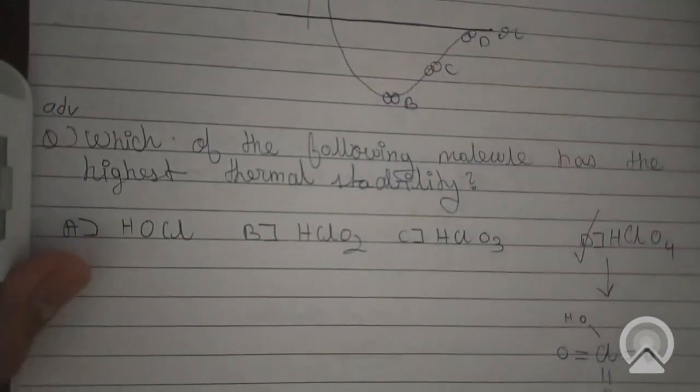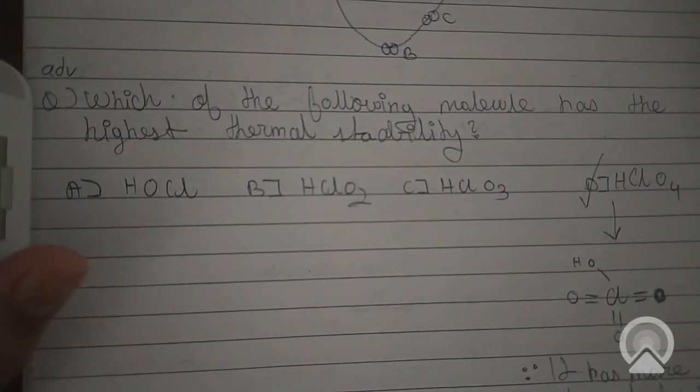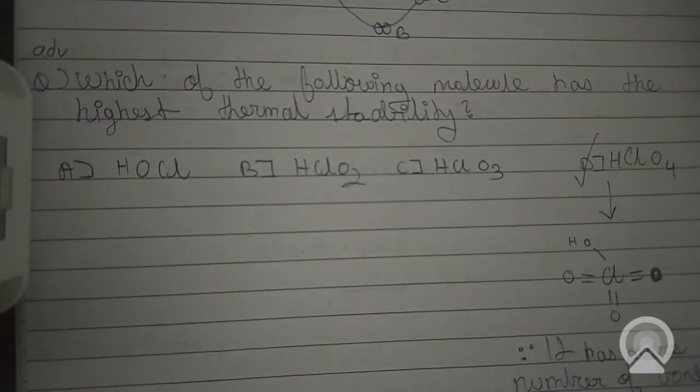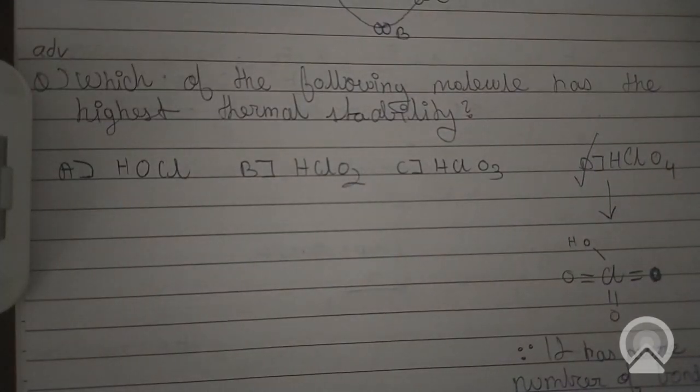Next question. Okay, so this question has two ways to attempt it. Which of the following molecules has the highest thermal stability? So you can draw the structures for each of the following molecules, and you'll figure out that option D has the most amount of bonds. So of course, if it has the most bonds, it needs more energy to break. The more bonds you have, the more connections you have, the more power your enemy needs to break you apart.